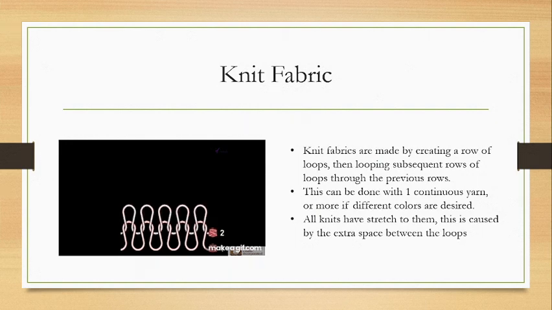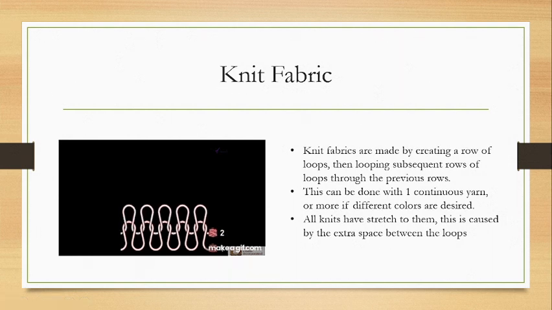So how are knit fabrics created? Knit fabrics are created by looping loops on loops. So the first thing we do is we make a row of loops. Then what we do is we take another row of loops and loop them through the first, and so on and so forth. And that way we create our knit fabric.